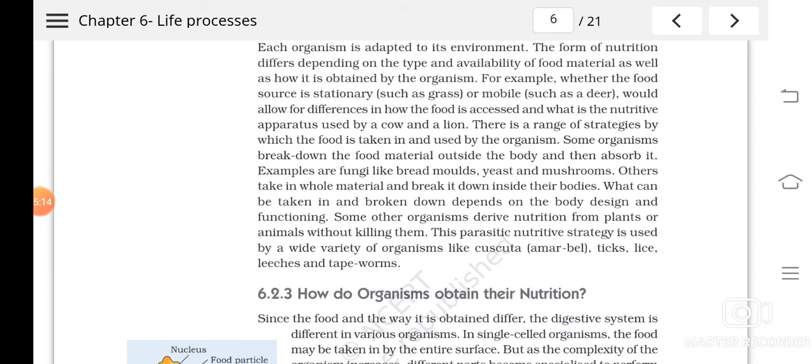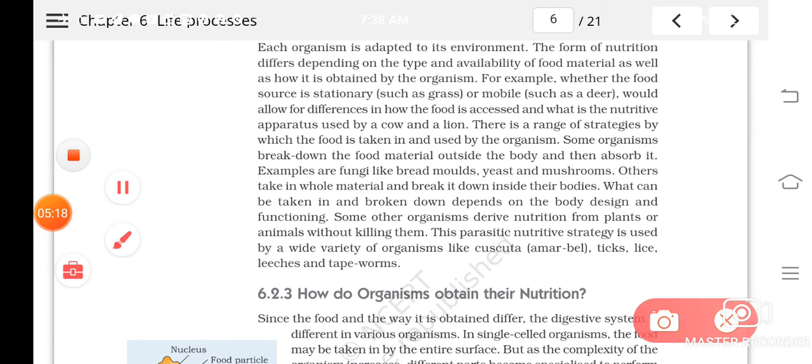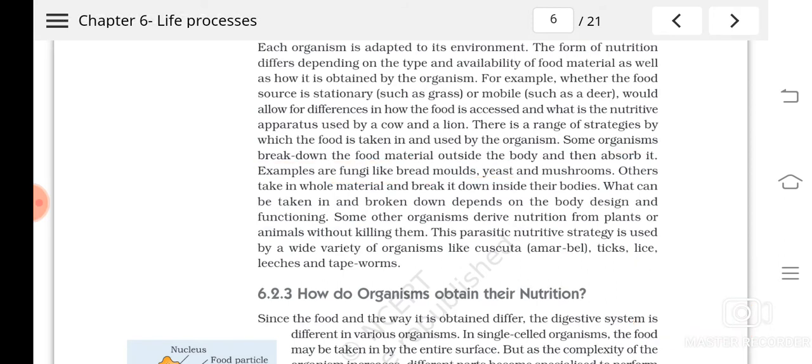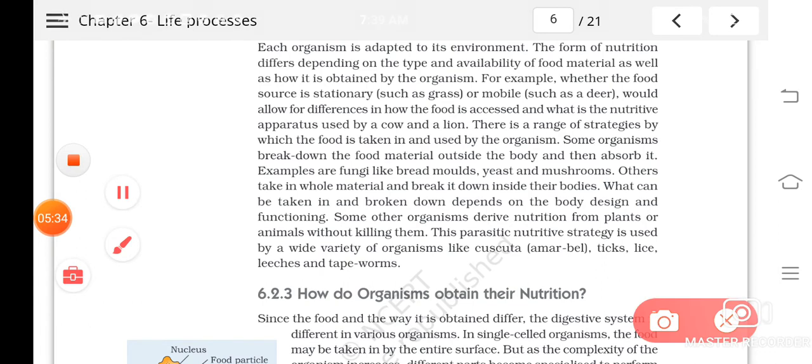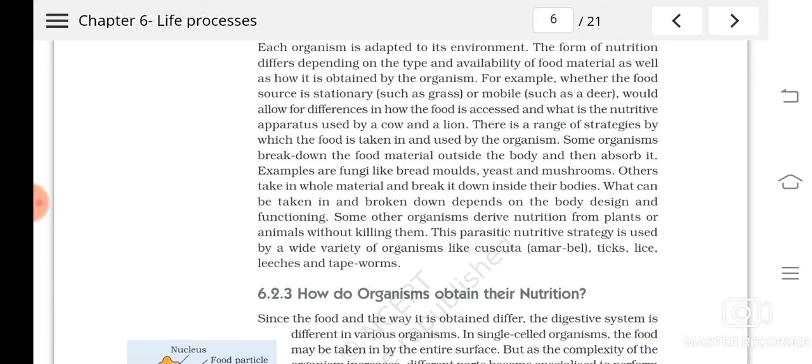As I told, saprophytic nutrition is seen in some fungi like bread molds, yeast, mushrooms, etc. The organism breaks down the food material outside the body and then absorbs it. And in others, the whole food material is taken inside the body and then broken down, depending upon the body design. So like this, you can see different types of nutrition.